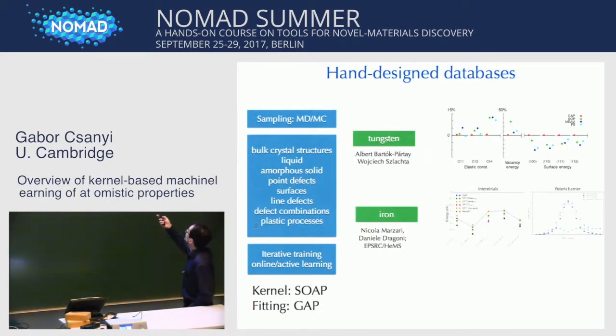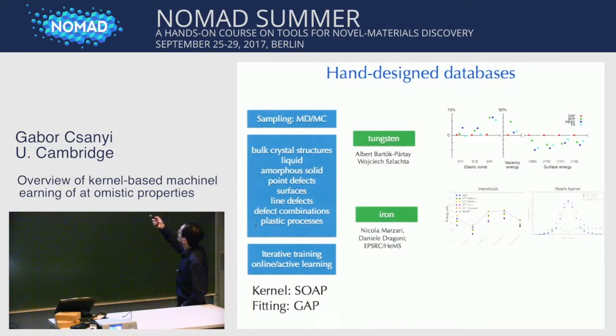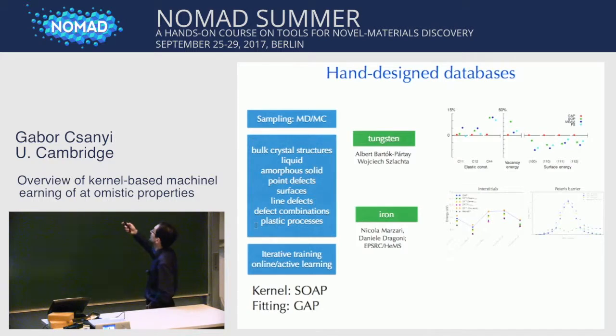That's the best you can do. These little points are test points with DFT, and this is our machine learning model, and in a small unit cell, it's not symmetric, but once you make the unit cell very big, which you can do because the model is very fast, then you get a nice symmetric Peierls barrier for the glide over dislocation. Here are a bunch of interstitials.